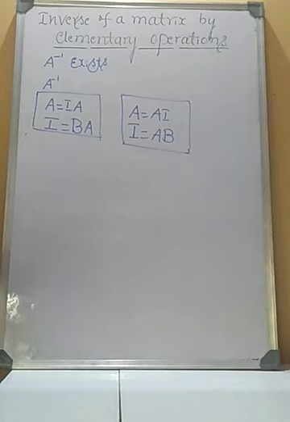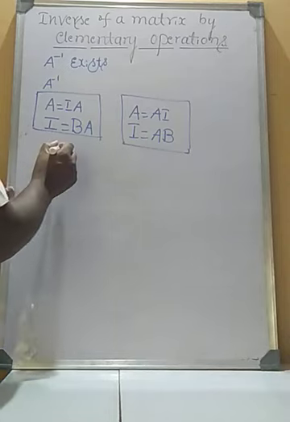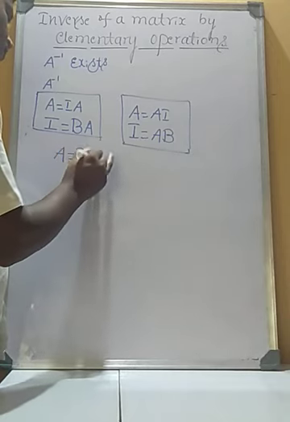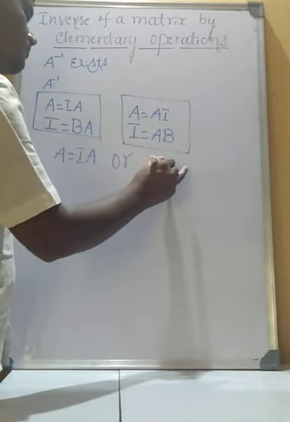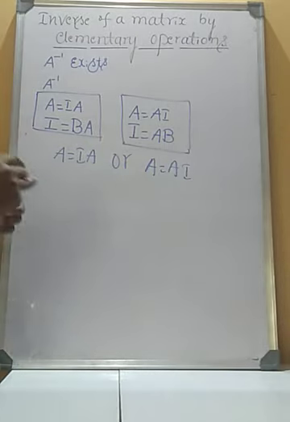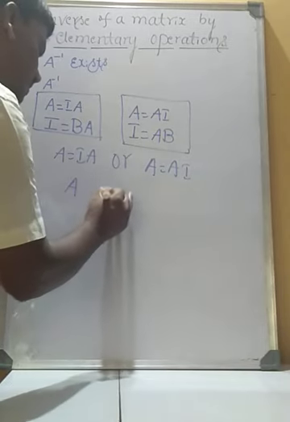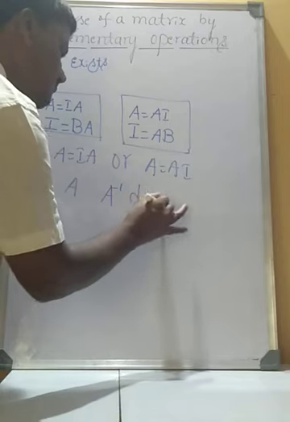Then in case, after applying one or more row operations or column operations on A equal to IA or A equal to AI, if we obtain all zeros in one or more rows of the matrix A on the left hand side, then A inverse does not exist.